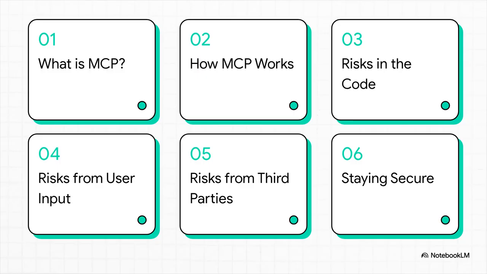All right, so here's the plan. We'll kick things off with the basics, what MCP is and how it actually functions. Then we're going to get into the juicy stuff, the three main areas where things can go wrong. We're talking risks in the code itself, from user input, and from third parties. And finally, we'll pull it all together and look at how to keep your system safe.